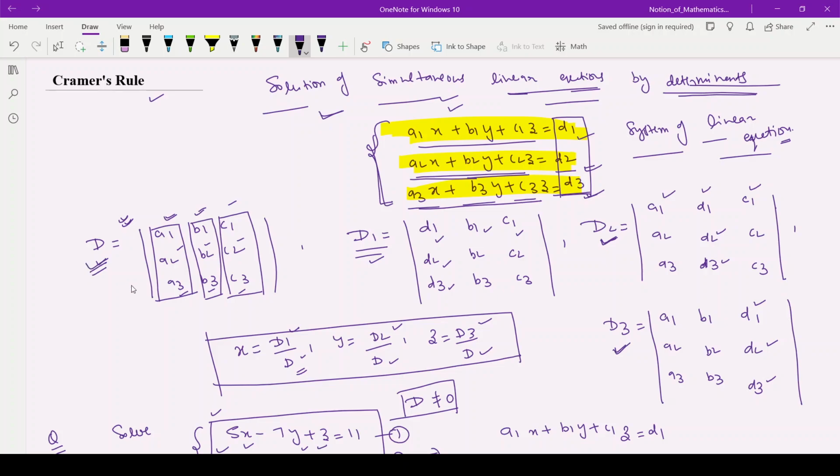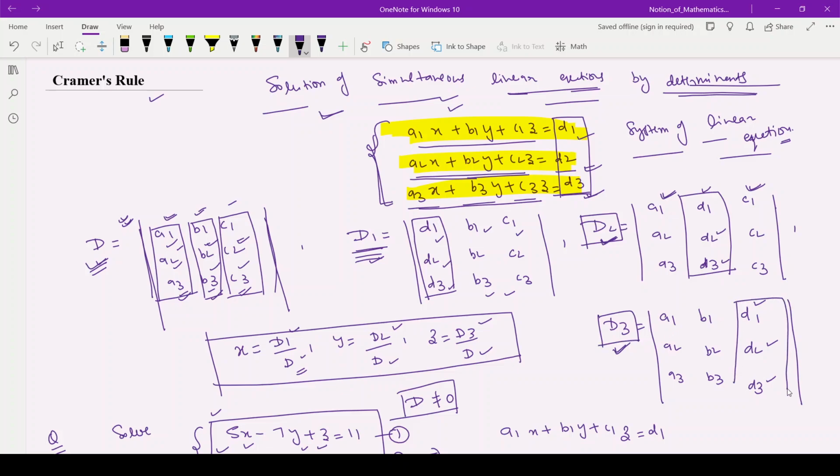So here capital D is defined by the determinant of the elements of the coefficients given on the left hand side, that is a1 a2 a3, then b1 b2 b3, then c1 c2 c3, its determinant. So students, what is D1? In order to find D1, the first column is changed by d1, d2 and d3, but the second and third are the same. In order to find the determinant D2, the second column is changed by d1, d2, d3 and the first and third are the same. And in order to find the determinant D3, the third column is changed by d1, d2, d3 and the first and second are the same.